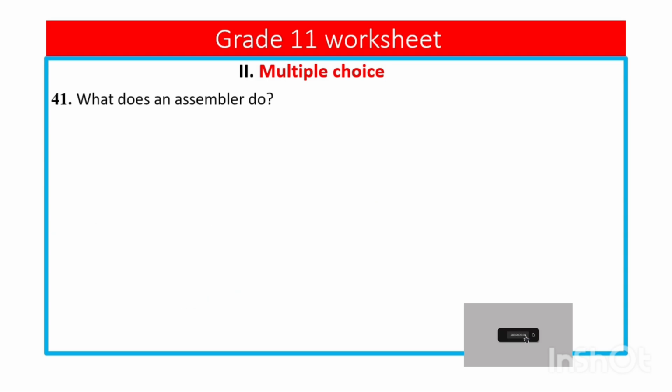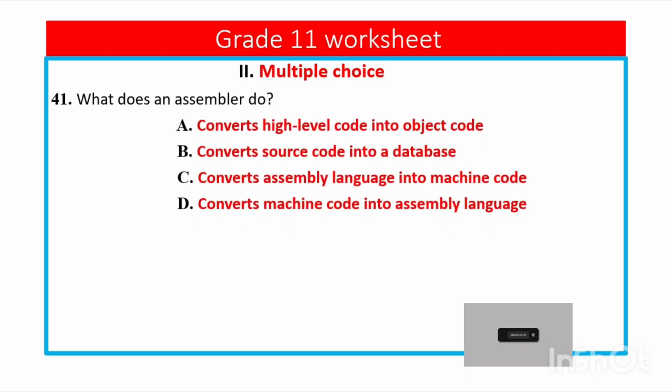41. What does the assembler do? A. Converts high-level code into object code. B. Converts source code into a database. C. Converts assembly language into machine language. D. Converts machine language into assembly language.